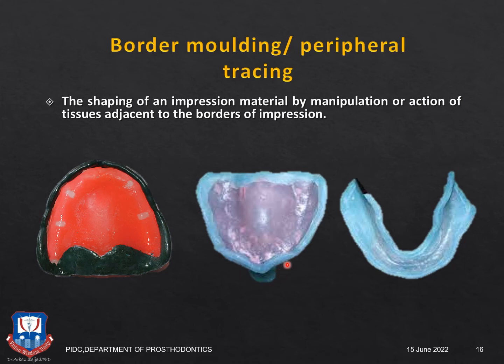That is usually it is available in the putty consistency, and this can be done incrementally or in one go, but usually making border molding with silicone based putty materials is not advisable, and it does not record the tissues in a functional state. It always results in overextended denture borders and will compromise the retention. So you have to be very skillful and very quick in making border molding using an elastomeric impression material.